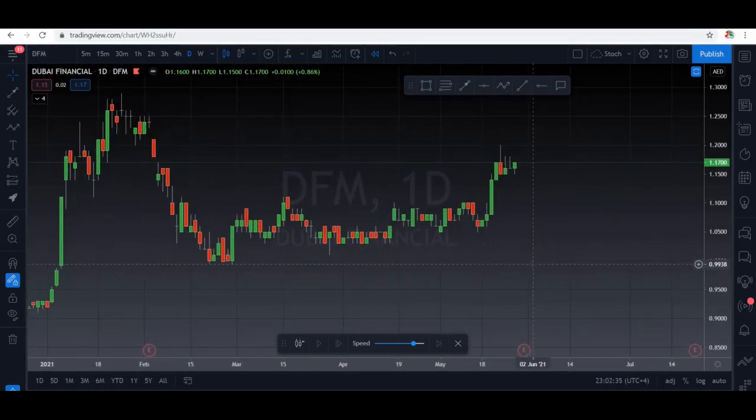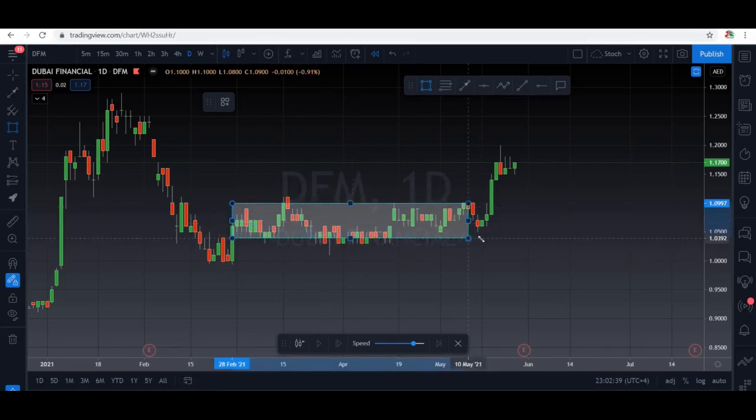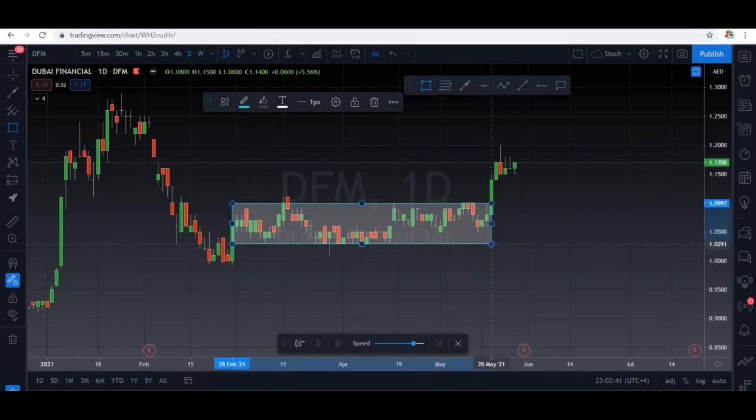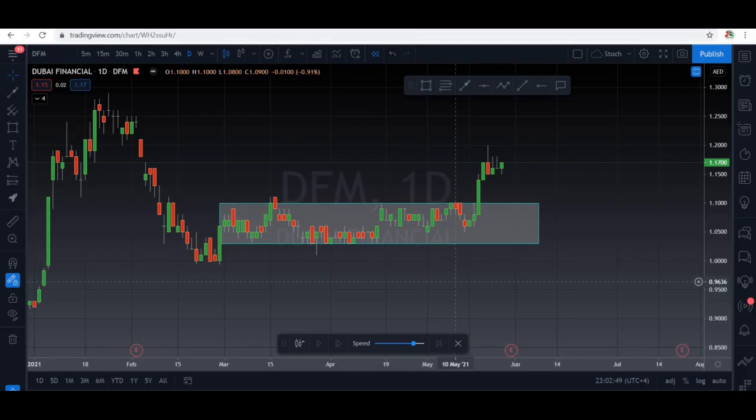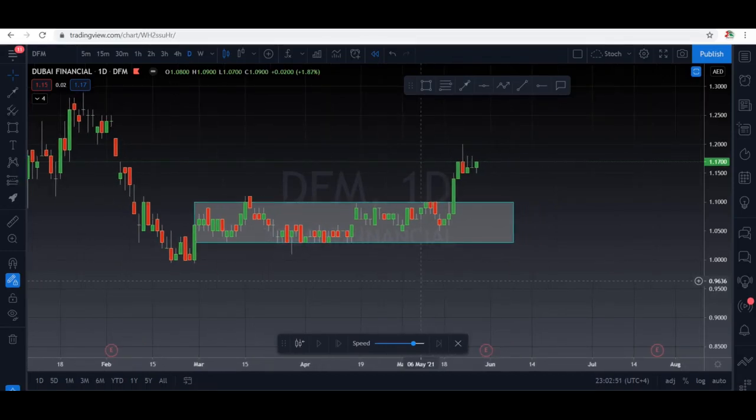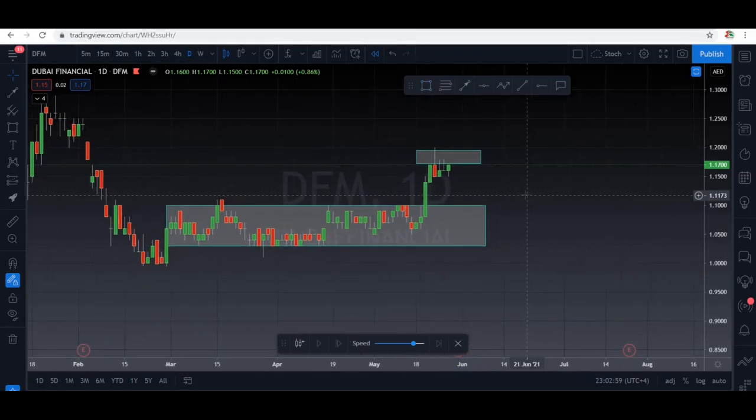DFM, a different example. This example is of a stock that was in a range for a long time. We can clearly see this was the range. It was within this range for so many days and finally it broke to the upside. Now if at all you want to take this trade, be very cautious because it just broke to the upside. If you want to enter the trade, let it close above this resistance area.